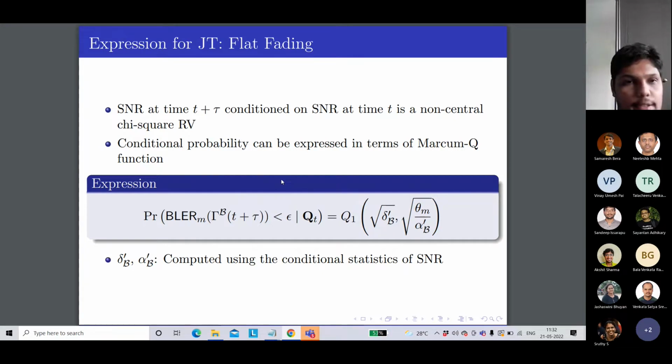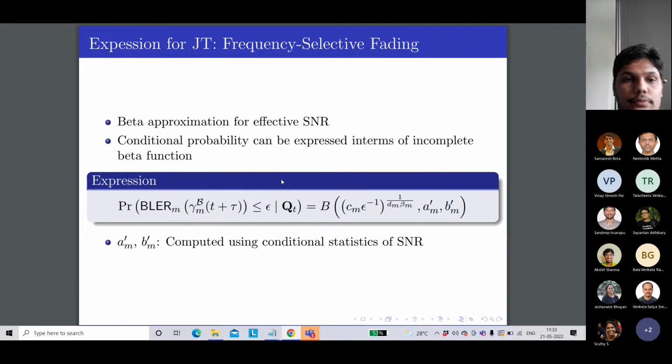So now let's see the expression for JT in the frequency selective fading case. Again, we will have an effective SNR here. So we use the beta approximation, which we did in the negligible feedback delays case, so that the conditional probability here can be expressed in terms of the regularized incomplete beta function. Since we are approximating with a beta random variable, it has two parameters, like we saw A1 and B1 in the non-negligible feedback delays case. Here also we have parameters to compute, and these can be computed using conditional statistics of the SNR. So now we know, given the CSI feedback at time t, how to compute the probability that the block error rate of the MCS at the time of transmission is less than the error target.